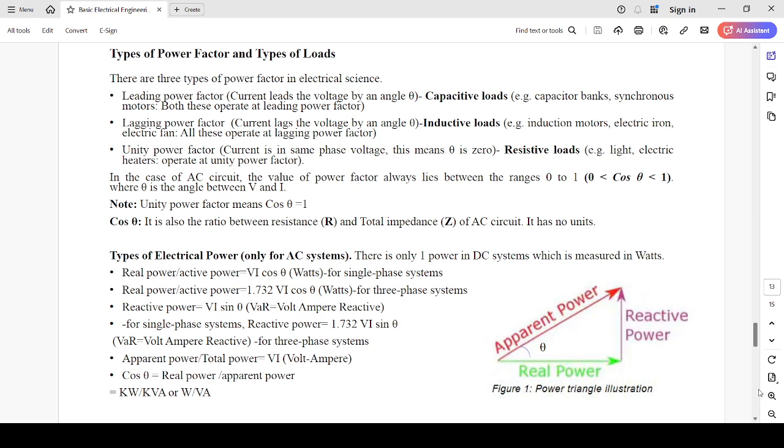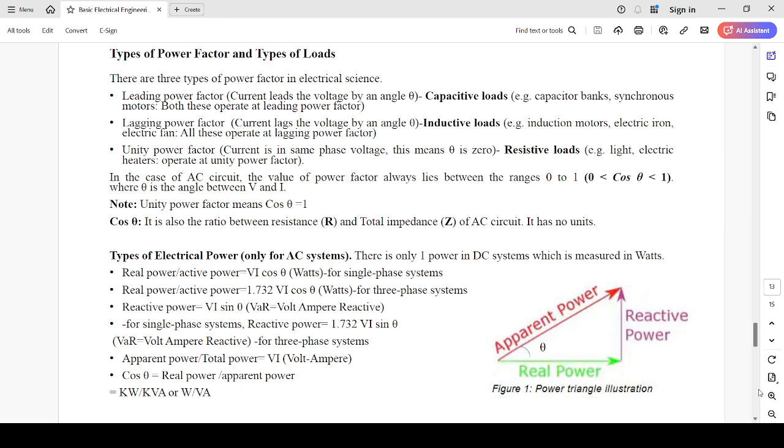The resistive loads, for example the light and electric heaters, always operate at unity power factor. Examples of inductive loads are induction motors at our homes, electric iron, and the electric fan at our homes. All these are examples of inductive loads. Here I will be adding the electrical motors which we are using at our residences. All of them are single phase induction motors. That is why they come under the category of inductive load.